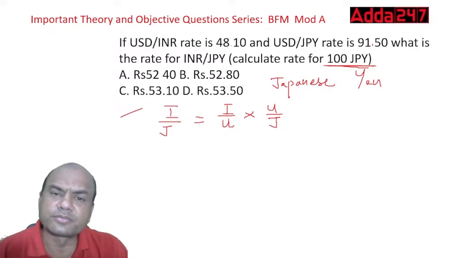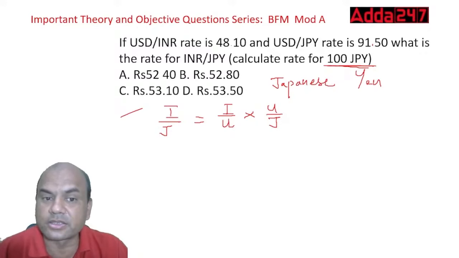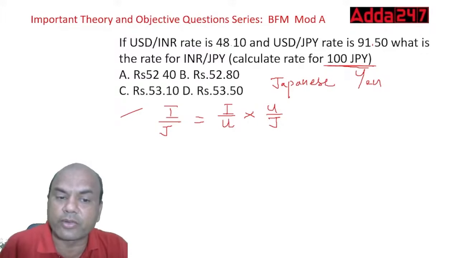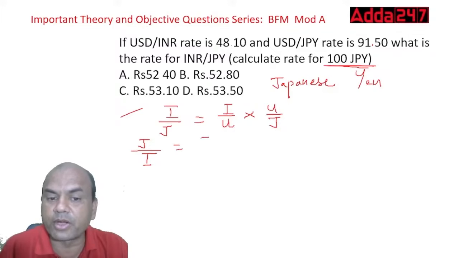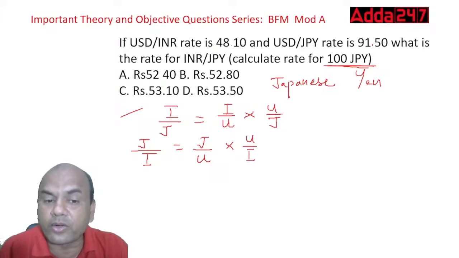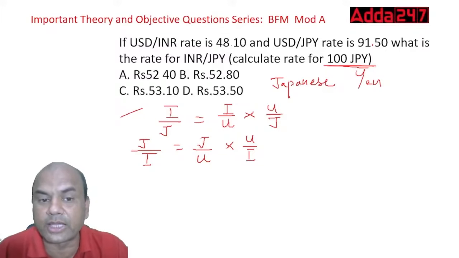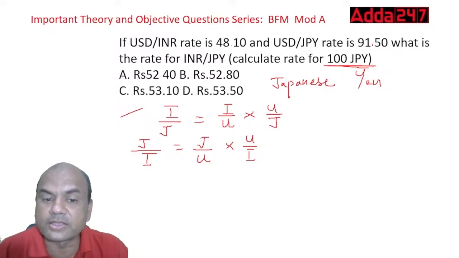So how will you do this? When I say I want the INR to JPY rate, we actually find the reverse one. Whenever we find this rate, we find it as JPY to INR: JPY to USD into USD to INR. This is what we always find out. If they ask for INR to JPY, you can reverse it later, because this rate is difficult to find out, and the other is very simple.